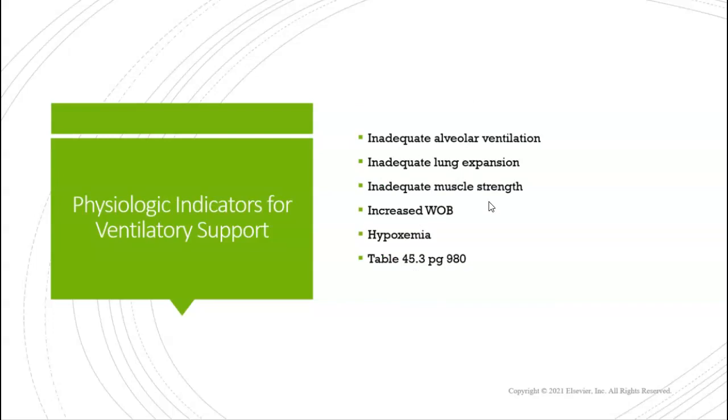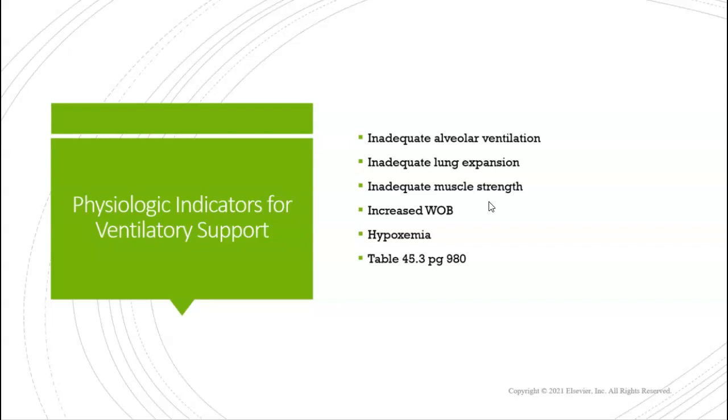So in that table on page 980, table 45.3, it gives you these bullet points, your inadequate alveolar ventilation, and then it mentions the kind of values that indicate that. So that's your CO2 being greater than 55, and your pH being less than 7.2. You want those to be both. Because again, our COPD patients can have really, really high CO2s and a normal pH, and we're not intubating those people.